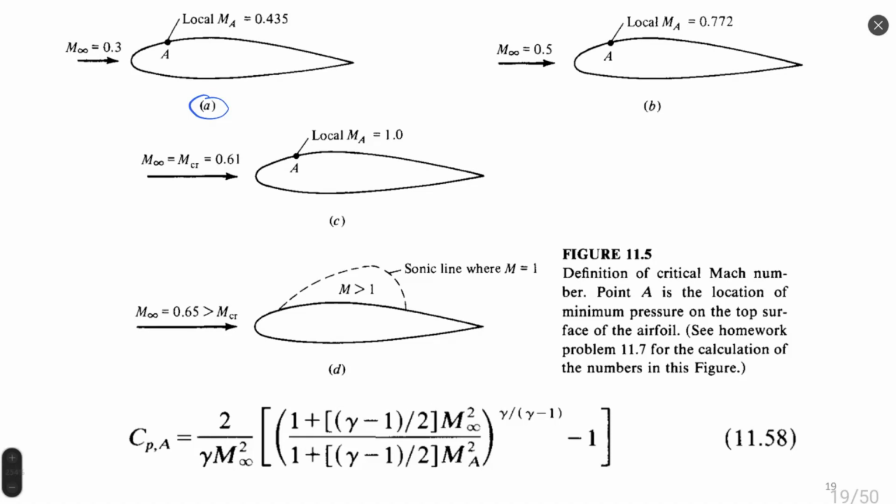We see quite a significant increase of local Mach number with respect to infinite Mach number. Once we fly faster, our local Mach number will also increase. For example, we see figure B shown on the top right of the screen. When we are flying at Mach 0.5, our local Mach number at point A is already 0.772, so approximately 50% higher than the infinite Mach number.